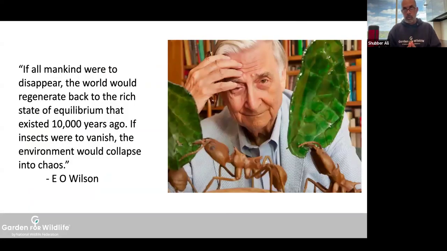Professor E.O. Wilson from Harvard University, who passed away a few years ago, was probably one of the preeminent voices in this field. He had said, essentially, and I'm going to paraphrase, he's much more eloquent: if humans disappeared, in 10,000 years you would never even know we were here. But if insects disappeared, we'd be in chaos within 100 years. Our entire society would collapse. And why? Because we rely on them so much for things like food production.